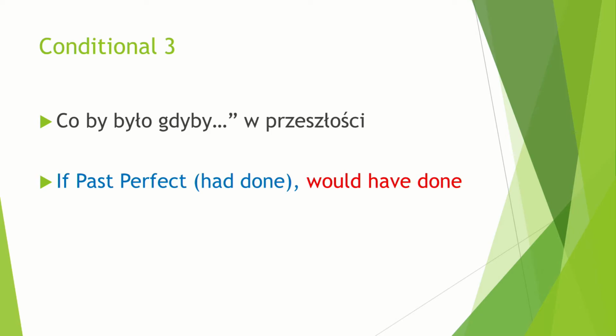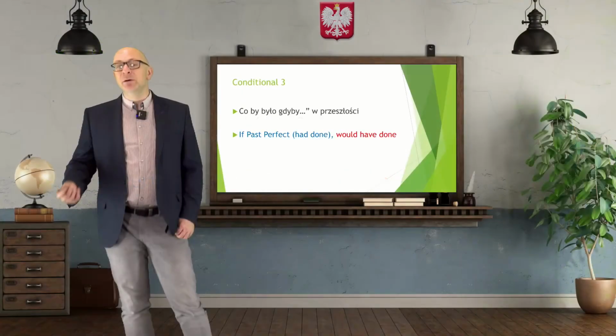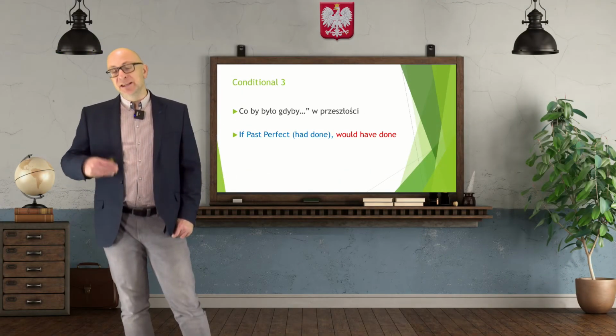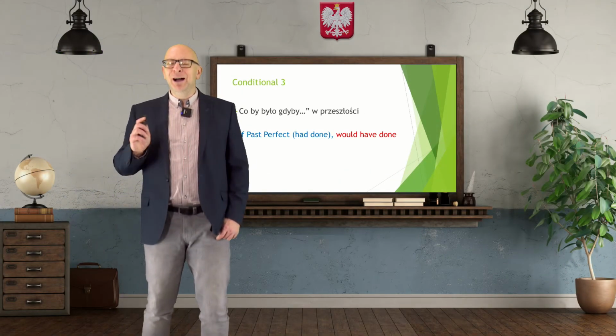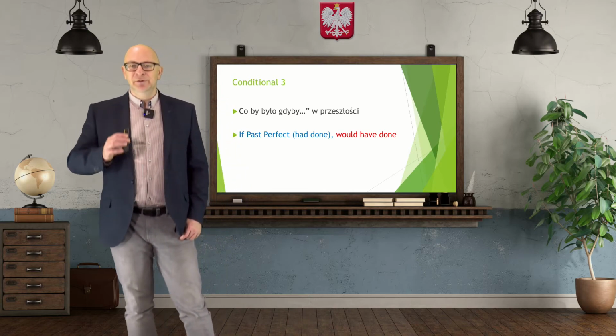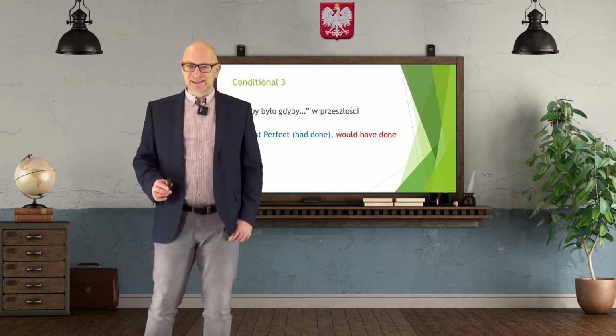All right, now we have reached the third conditional. It is the last of the basic conditionals. Again, as you can see on the slide, on the board, these sentences say what would have happened if, czyli co by było gdyby, czyli jest to znowu gdybanie, but these sentences refer to the past.